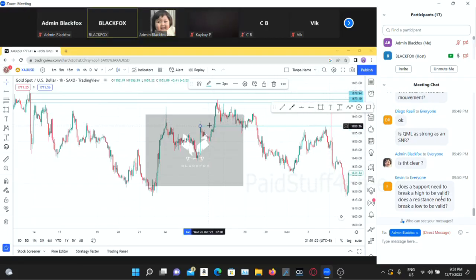Okay, so for this question, Kevin question, does support need to break high to be valid? Does a resistance need to break low to be valid? It actually depends on your time frame. When the time frame is higher, you do not need to break another high point or another low point. That's for higher time frame. But for the low time frame, since there is a noise, you need to break another high to ensure that your support is valid. Is that answering your question, Kevin?